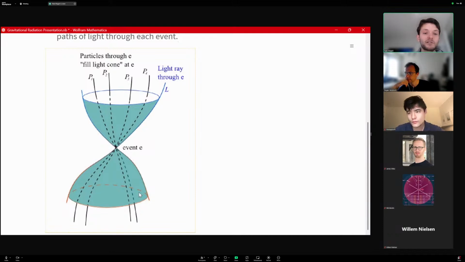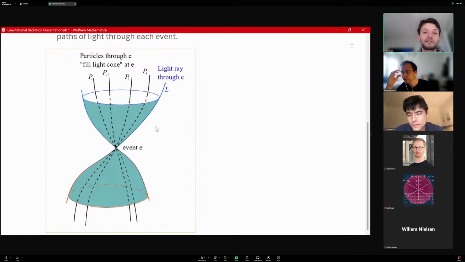And so this orange cone represents the past light cone of this event E. And these are all the possible paths of light that could reach event E from the past. And the blue represents the future light cone. So an example of how this space could be curved is if you have a black hole, some compact object which is curving the space.